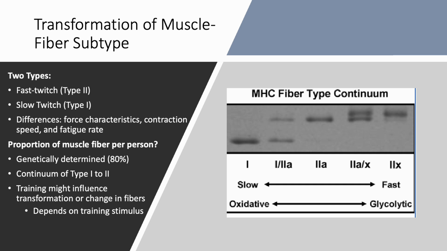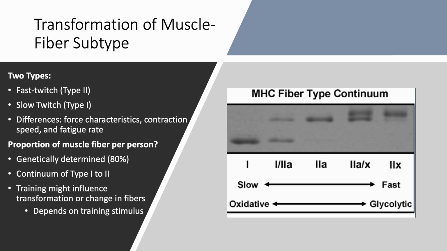They are glycolytic and ATP-PCR. They're your explosive strength, able to produce large amounts of force. For this class, we will strictly keep it to 3 different types or subtypes: type 1, type 2A, and type 2X. But note that there is a continuum of muscle fibers for skeletal muscle within the body.